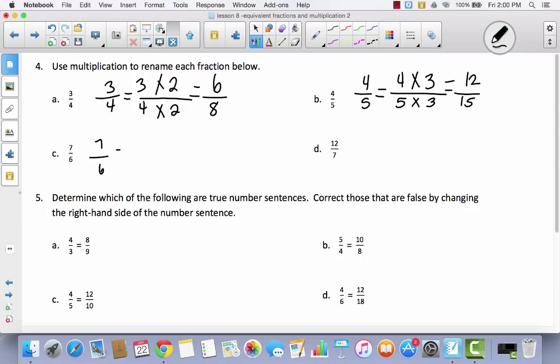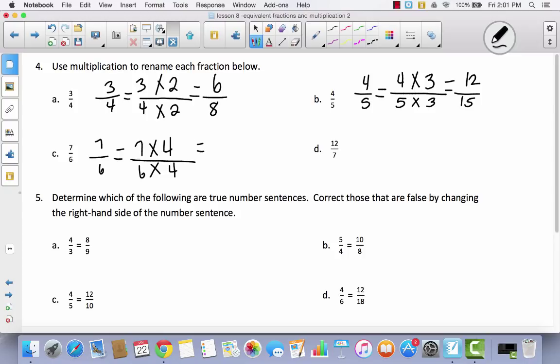Pick a number, any number, doesn't matter. I wouldn't pick a number that I didn't know how to multiply. That was going to cause me a lot of work. But pick a number and multiply the numerator and the denominator by the same number. The only number that you cannot choose is 0 or 1 because that would not give you an equivalent fraction. All right, so I think I'm going to choose 4.